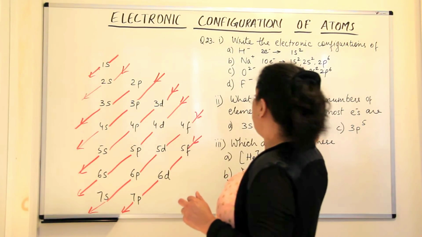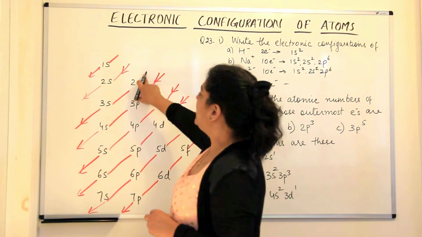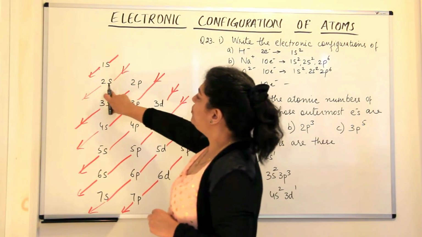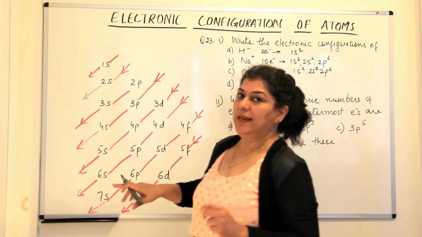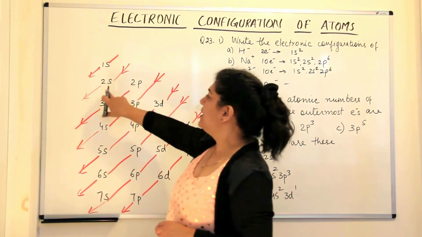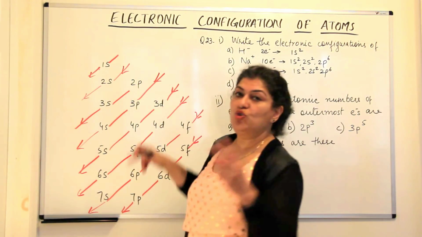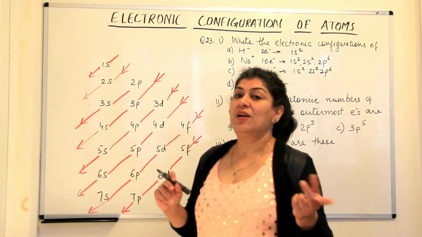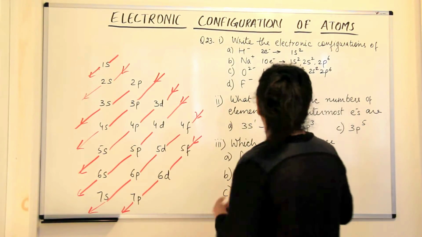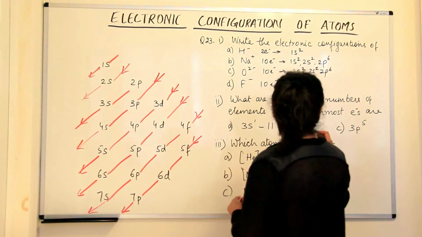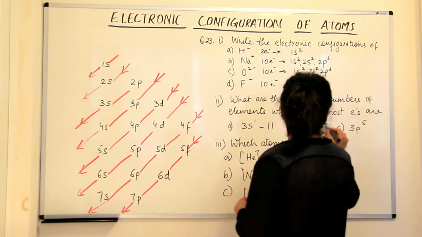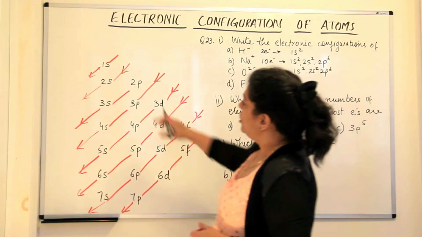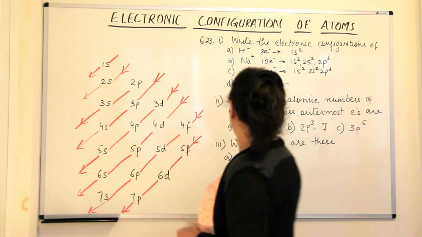The next is 2p3. 2p has 3 electrons. So what comes before 2p? 2s and 1s. In other words, 2 electrons in 1s, 2 electrons in 2s, and 2p has 3 electrons. So 2 plus 2 is 4, 4 plus 3 is 7. So 2p3 would be the 7th. The atomic number would be 7. 2 plus 2, 4, 5, 6, 7.